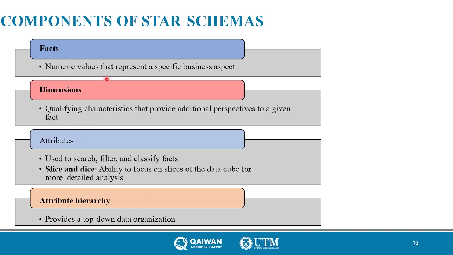Now, facts would be numeric values that represent a specific business aspect. The dimension would be qualifying characteristics that provide additional perspective to a given fact. Now, the attribute is used to search, filter, and classify facts. Slice and dice: the ability to focus slices on data cubes for a more detailed analysis. And attribute hierarchy provides a top-down data organization.